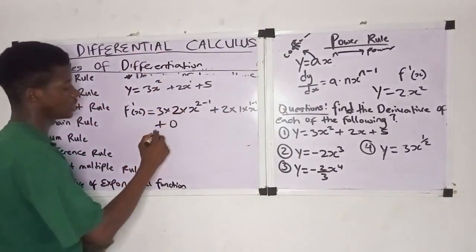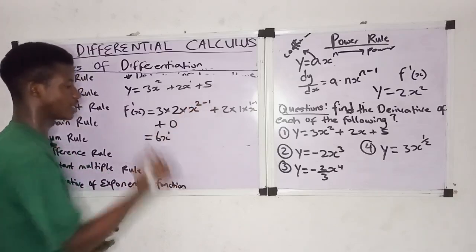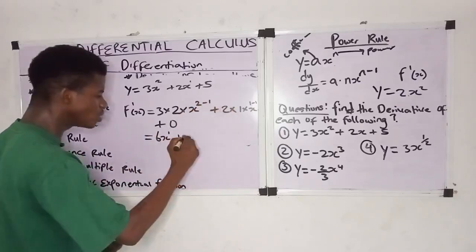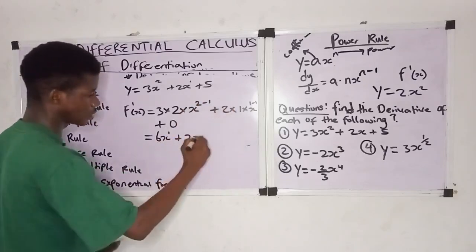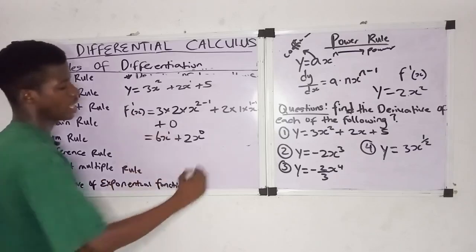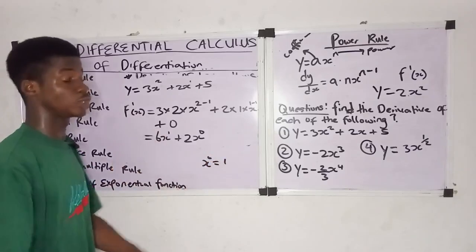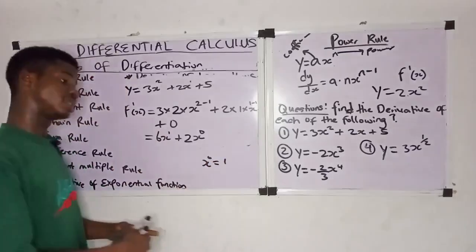3 times 2 is what? 6. 6 times x is what? 6x. 2 minus 1 is what? 1, right? Then plus 2 times 1 is 2. Then times x is 2x. Then 1 minus 1 is what? 0, right? Remember, anything raised to power 0 is what? It is 1, right?